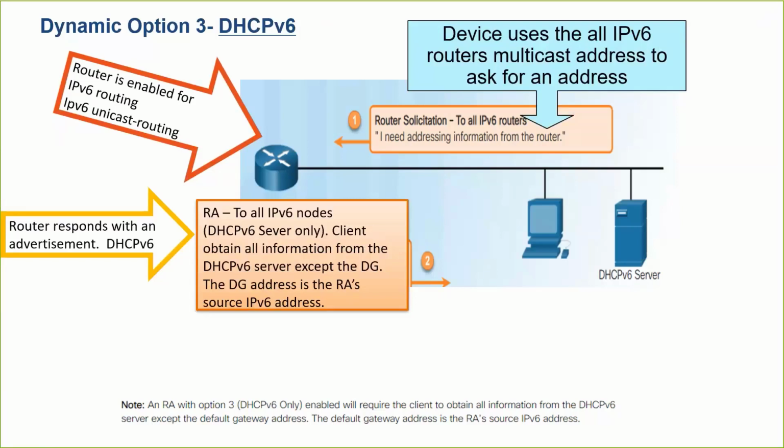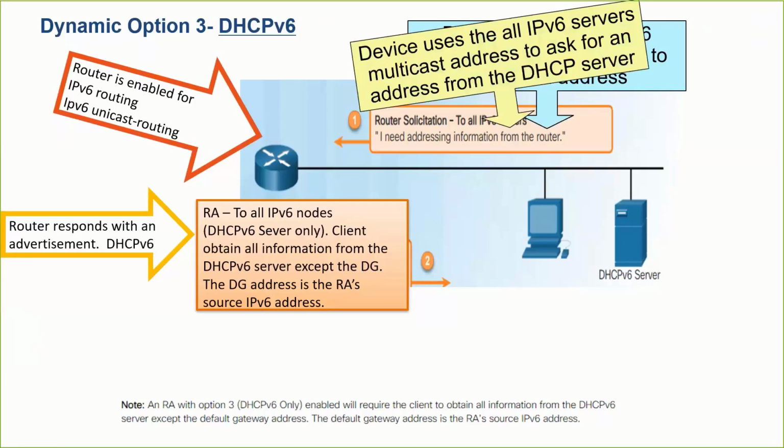Now, the all nodes means it's sending it to all the clients, which is FF02::1, right? And it says, hey, client, I don't have anything for you. I'm not managing the addresses. You need to seek out a DHCP server. You got to find a DHCP server to get you this information. So the client receives that notice, and it's like, okay, well, I didn't get the information from the router, so I guess I will send out another message looking for a DHCP server, which it does.